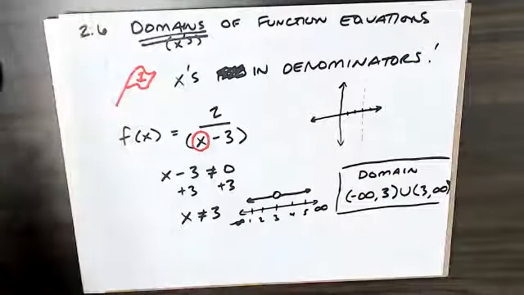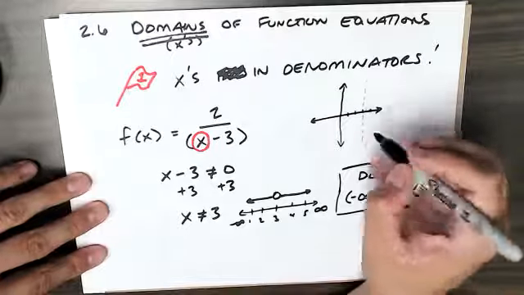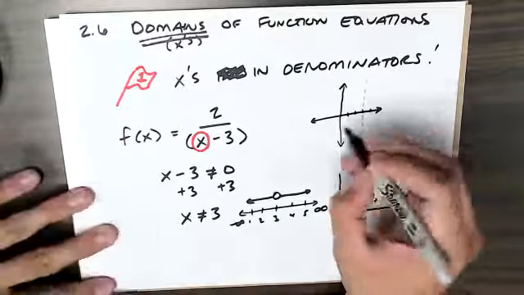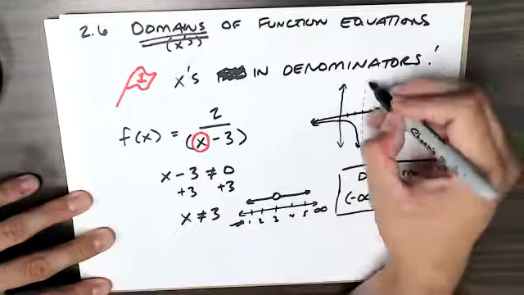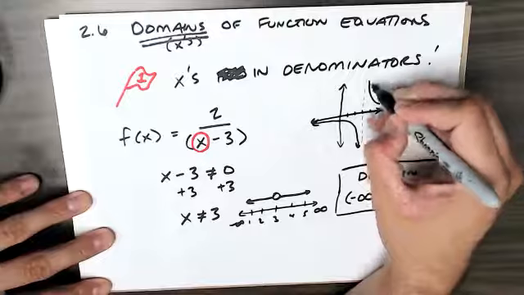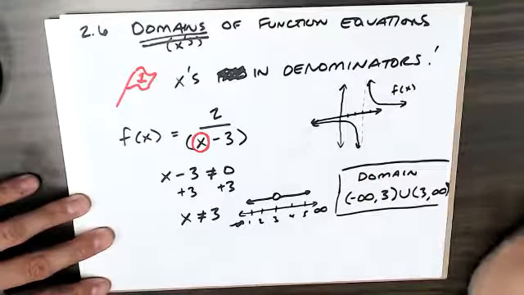And then I'll use black, that's not a big deal. This line looks something like this. Let me think, it probably goes down, down like that, and then it jumps over, and it looks like that. That's what f of x looks like, okay?